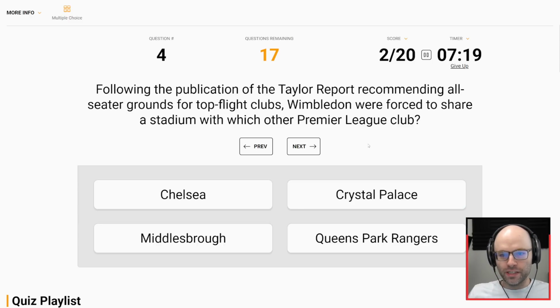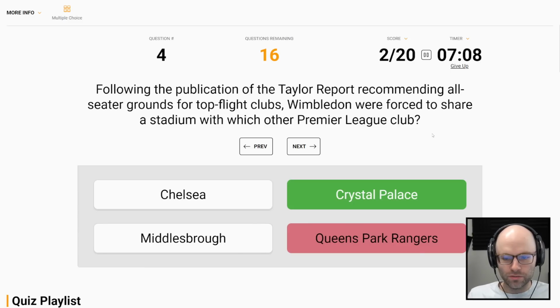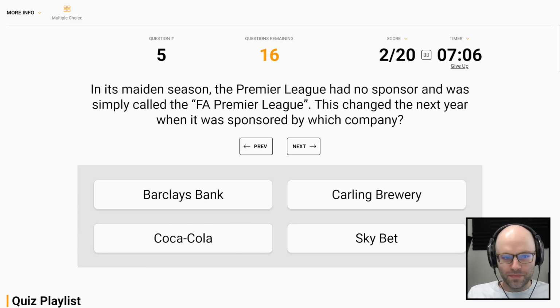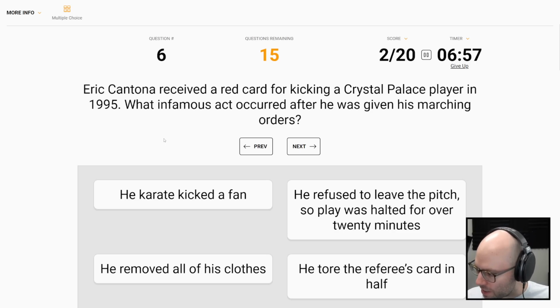Following the publication of the Taylor Report recommending all-seater grounds for top-flight clubs, Wimbledon were forced to share a stadium with which other Premier League club? Obviously, it's the Queen's Park Rangers. It's Crystal Palace, my mistake. In its maiden season, the Premier League had no sponsor and was simply called the FA Premier League. This changed because they became sponsored by Barclays. What, the Carling Brewery? Really? It's not called the Carling Brewery Premier League. It's called the Barclays Premier League.